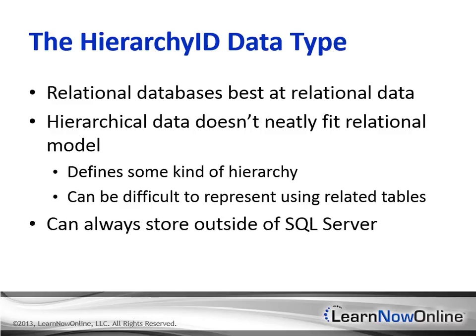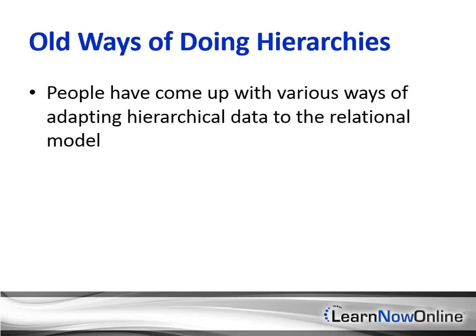You can always store hierarchical data outside of SQL Server. But over the years, people have come up with various ways of adapting hierarchical data to fit the relational model. Some of these techniques include table self-joins. In a table self-join, you use a single table to contain the hierarchical data. The table has a foreign key to itself, thus the name self-join, in order to reference another row in the table. A good example of this is the Northwind Employees table, which has a Reports To foreign key field to identify the person to whom an employee reports. You can use that field to construct the Northwind Sales organizational chart.